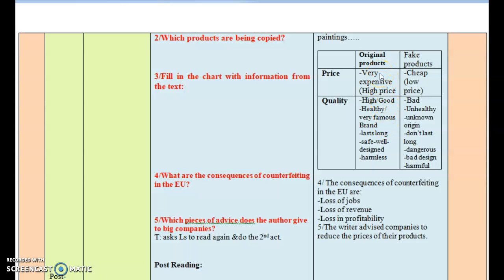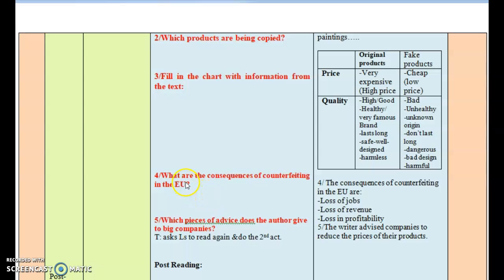Learners can find some of these in their texts. Very expensive. The original products are very expensive, while fake products are cheap or low-price products. Quality: high, good, healthy, very famous brand, lasts long, safe, well designed, harmless, whereas the fake products are bad, unhealthy, unknown origin, don't last long, dangerous, bad design, harmful.